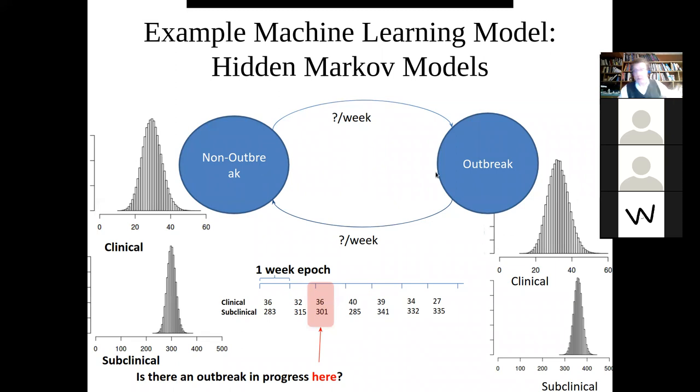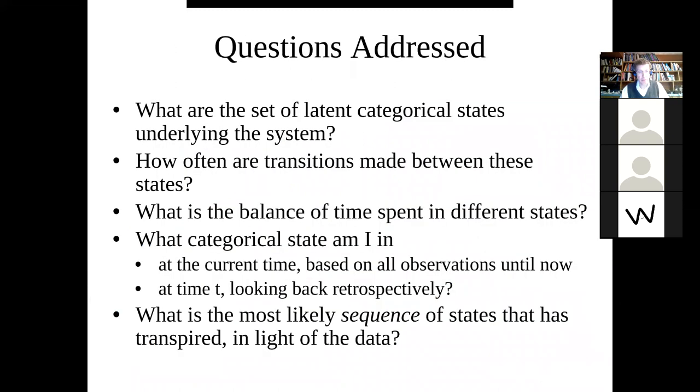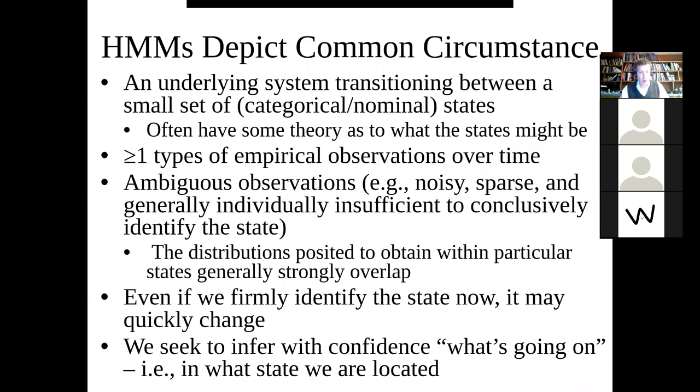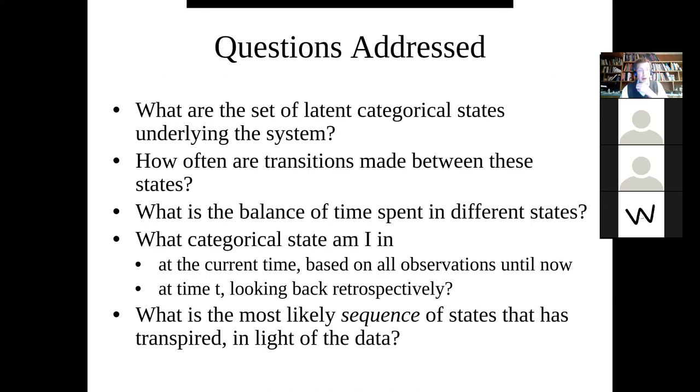So we may have an observation, say, 5 weeks ago that had an extraordinary number of clinical cases being reported, say 50, which would suggest to us a very high likelihood of an outbreak compared to a non-outbreak state. But that was 5 weeks ago, and we're interested in knowing what's the situation now. So we need to discount that observation from that long ago, because the situation has likely changed, or might have changed out from underneath us. So we're seeking to infer what's going on, locate the state in which we're located at any one time.